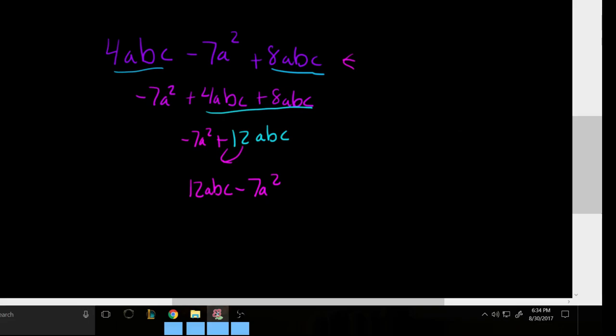Now let's look at C. C says negative 7a squared plus 12abc. Well, that's what we had the first time right there. So this definitely does work as well. So C will work. And now let's look at D. D says negative 7a squared plus 4abc. And this is similar to letter A that they gave us. And recall that A didn't work because they just kind of forgot this 8abc. The 8abc is just gone. So that's not an equivalent expression. So your answers should be B and C.